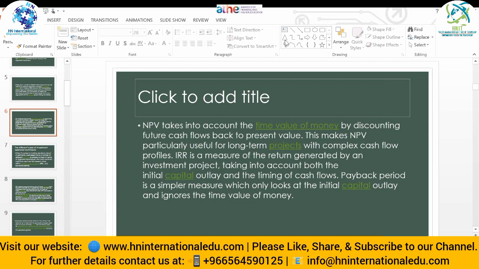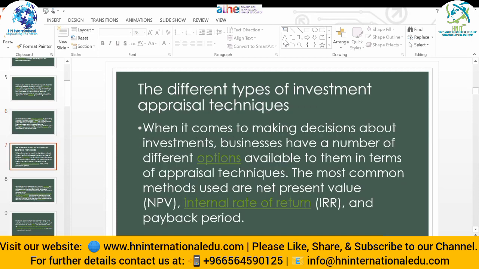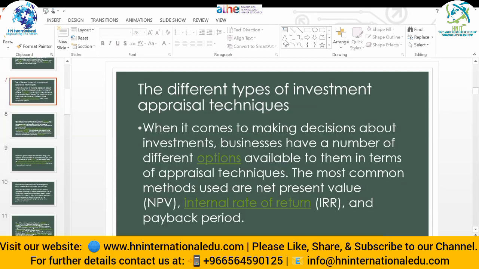Payback period is a simpler measure which only looks at the initial capital outlay and ignores the time value of money. That is, it doesn't consider at what time or at what year we are going to get the return. They only know that we are going to invest in it and how the project is going to be led further. Is the outcome clear to you people? Yes, ma'am.